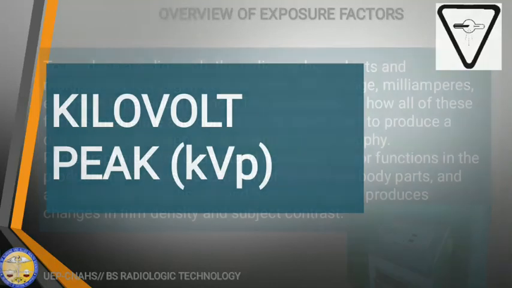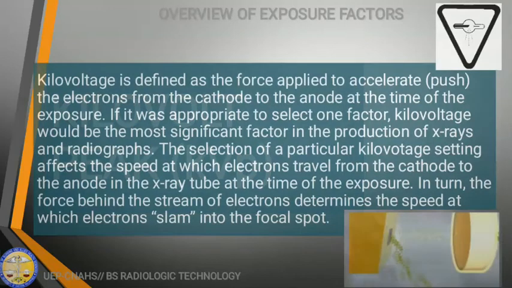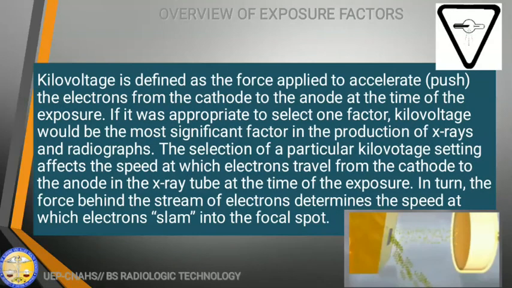So, first, we have the kilovolt peak, or what we call the KVP. You can see it on our operating console. So, let's define what KVP is. Kilovoltage is defined as the force applied to accelerate or push the electrons from the cathode to the anode at the time of the exposure.